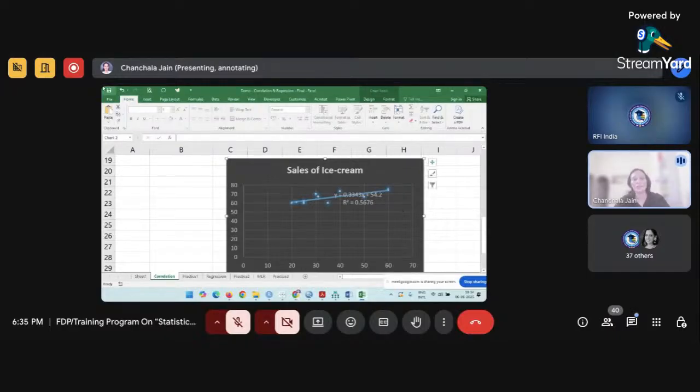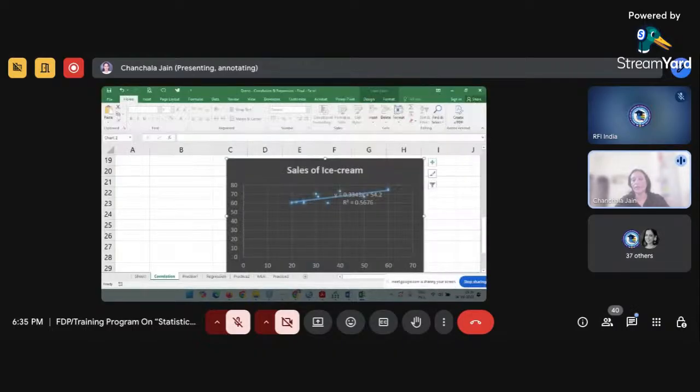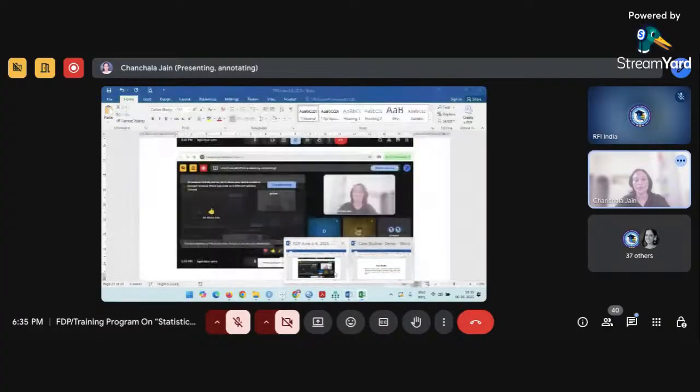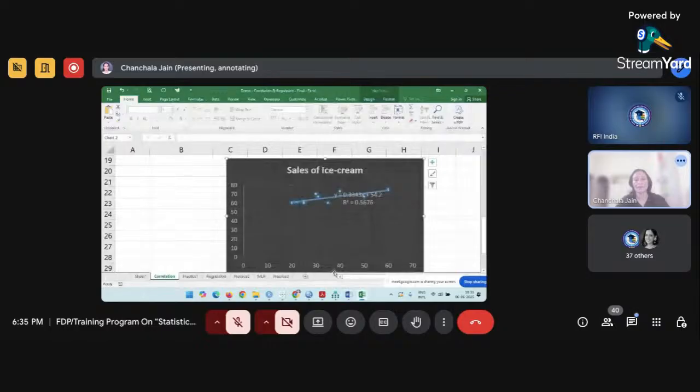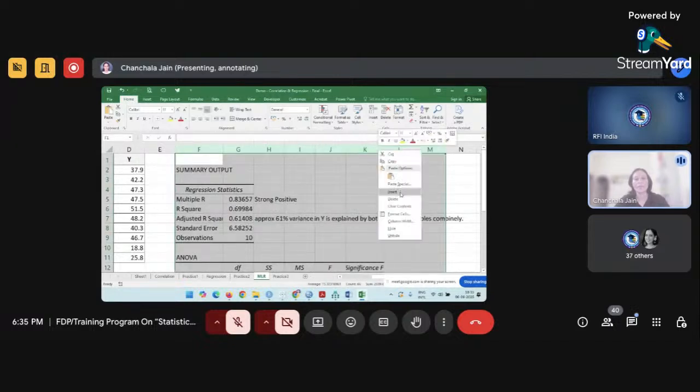Okay. Now, if it is clear, next sheet you can use for your practice purpose. I will now only tell you how to apply multiple linear regression using Excel, right? So for that, go to the MLR sheet. Everyone has opened the next sheet?